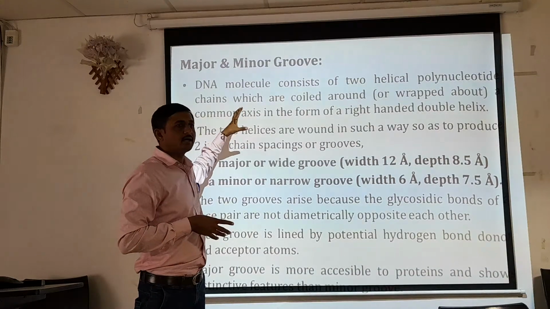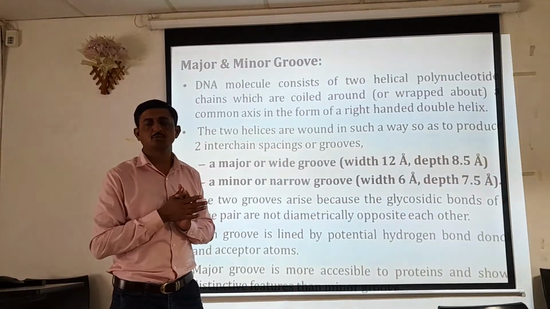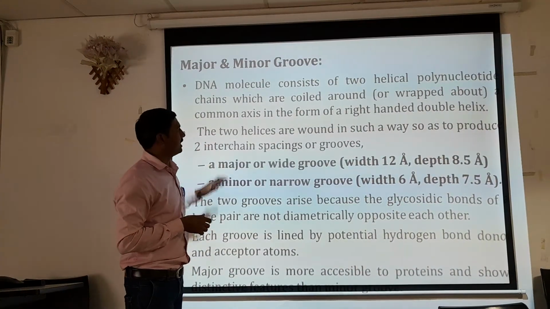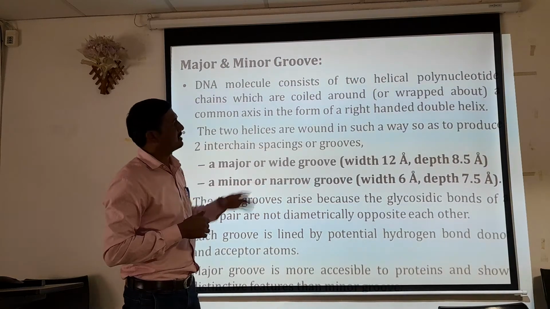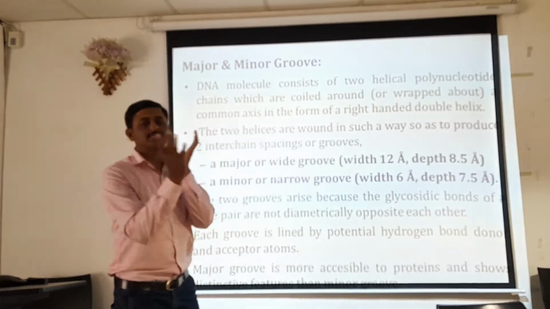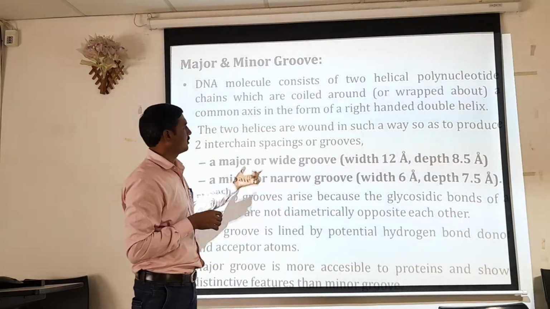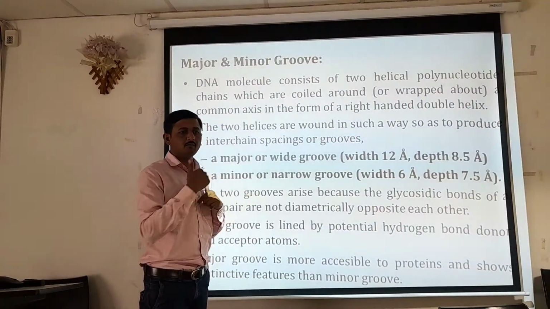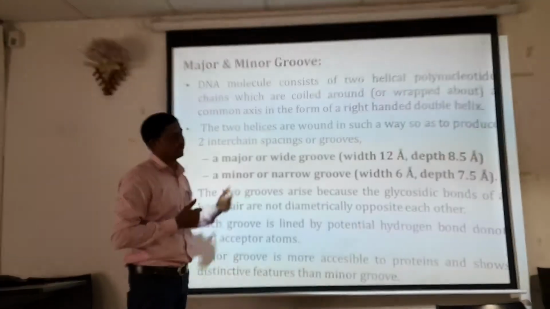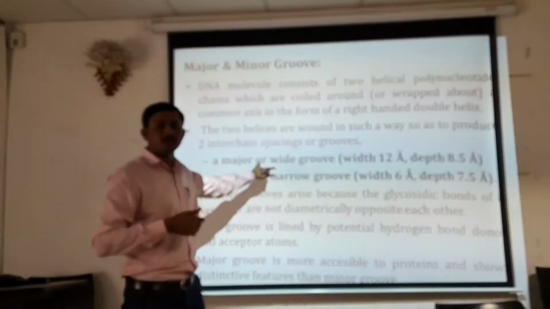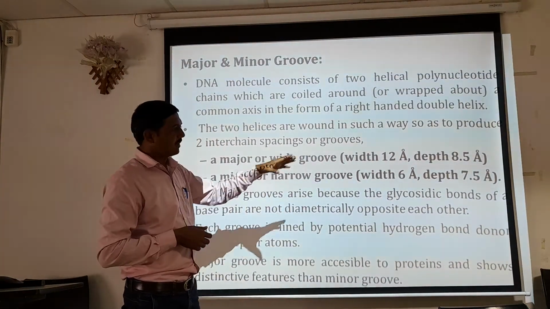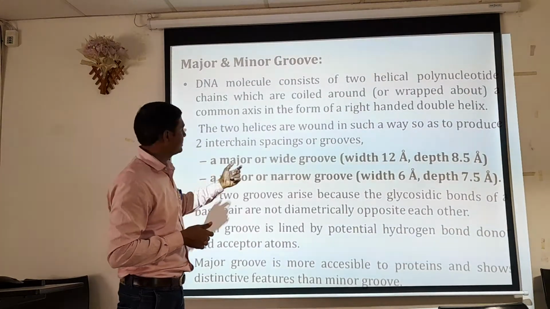It is already discussed, and while forming a double helical structure, a supercoiled structure, there is a formation of minor and major grooves. The two helices are wound in such a way as to produce two interchain spacings or grooves. While double-stranded DNA winds around one another, there is a formation of spacing. In that space, one is called the major groove and another is called the minor groove. A major groove is wide, having a diameter of about 12 angstrom and a depth of about 8.5 angstrom.